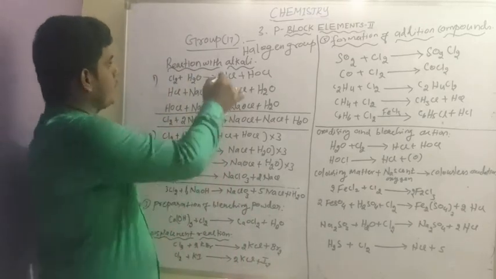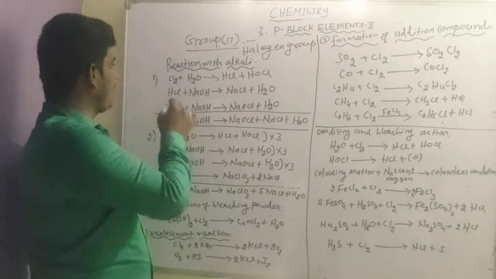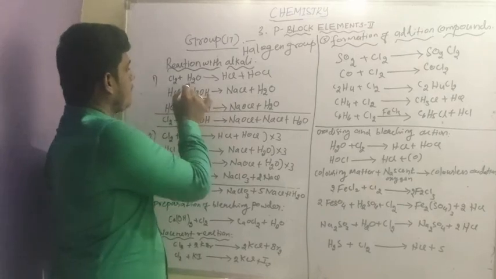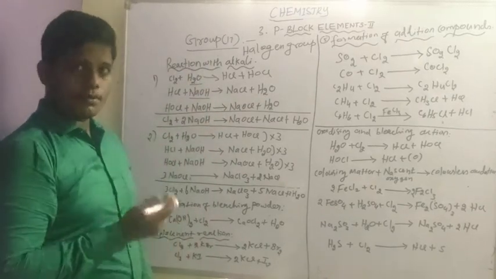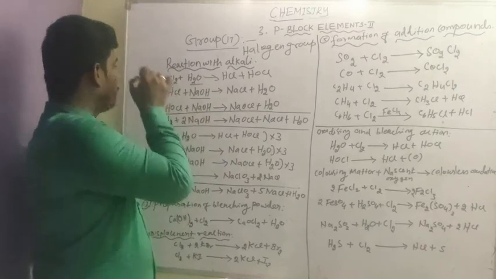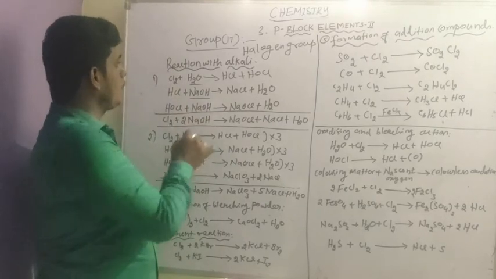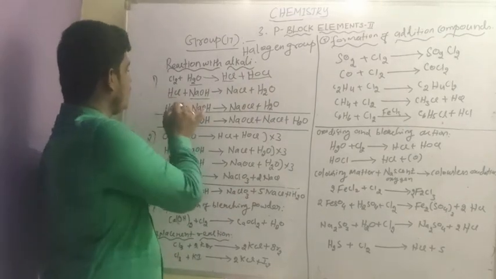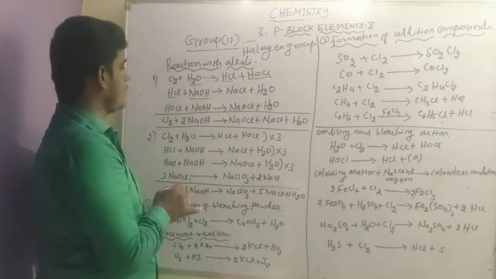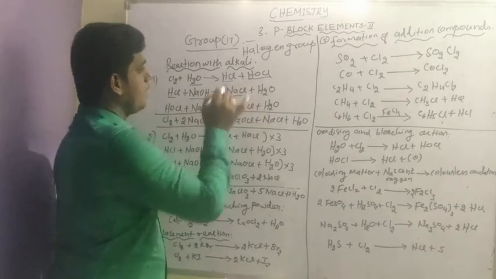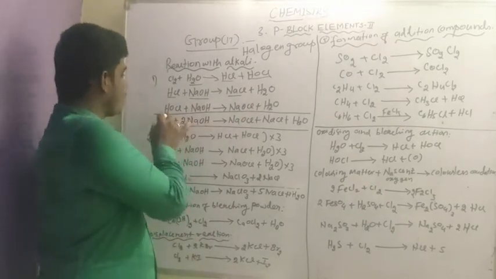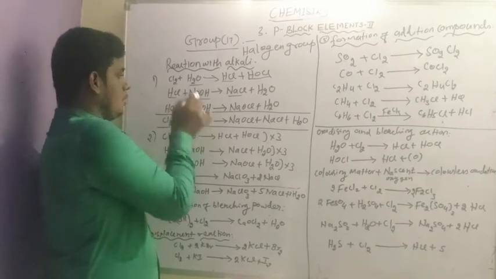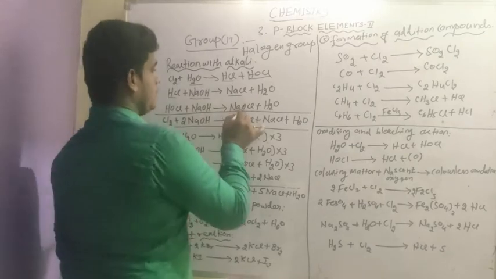Okay, so reaction with the alkali, that is, a base. Alkali is nothing but base, like sodium hydroxide, and water is also a base. Chlorine reacts with the water molecule to form hydrogen chloride and HOCl. Then HCl reacts with sodium hydroxide to form sodium chloride and a water molecule. Further, HOCl, hypochlorous acid, reacts with NaOH to form NaOCl.